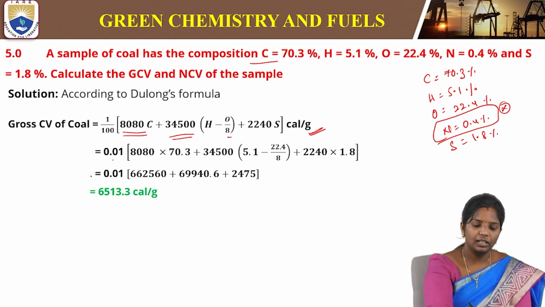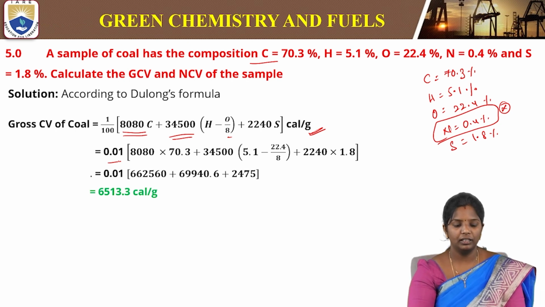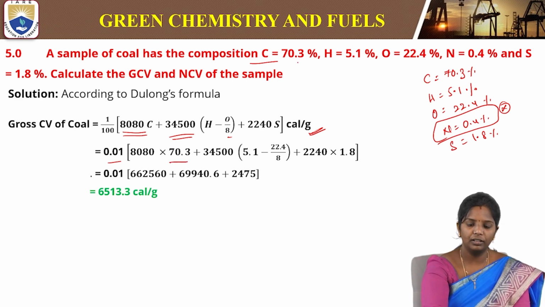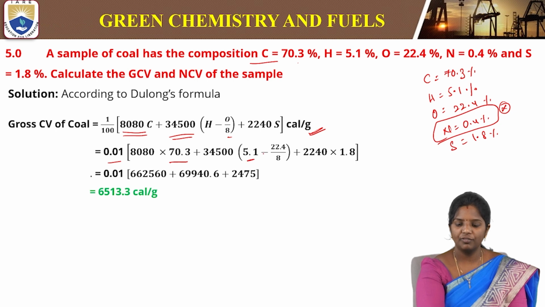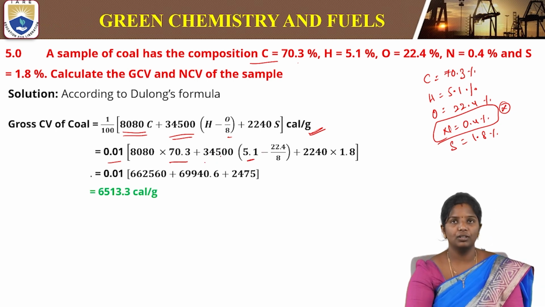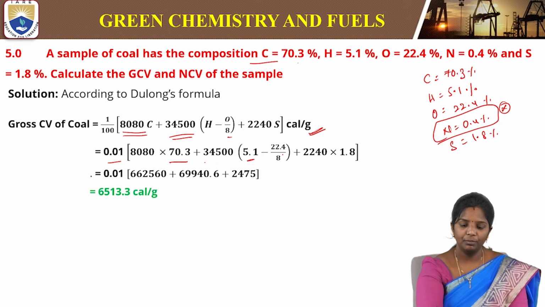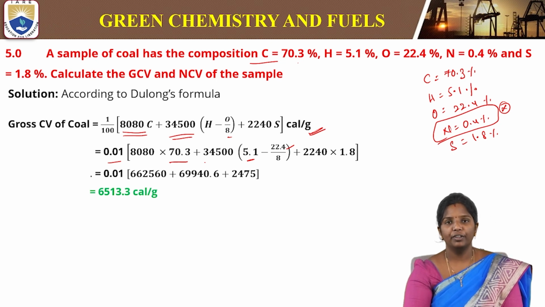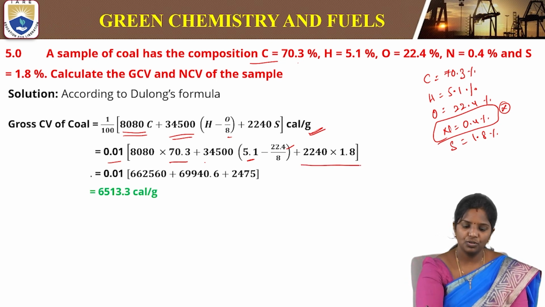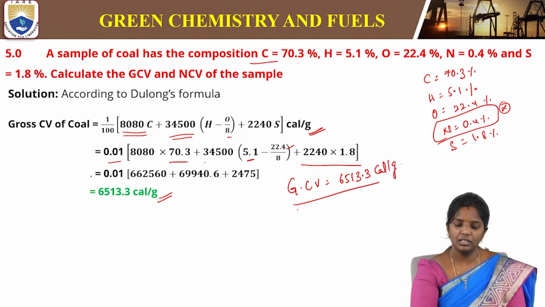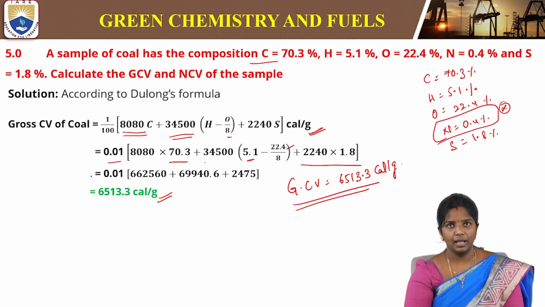So it is nothing but 0.01, and 8080 into 70.3 for the carbon. Hydrogen is 5.1, so 34500 into 5.1 minus 22.4 by 8. So after substitution and calculation, we get GCV value is equal to 6513.3 calorie per gram. So this is the GCV or the higher calorific value of that particular coal sample.